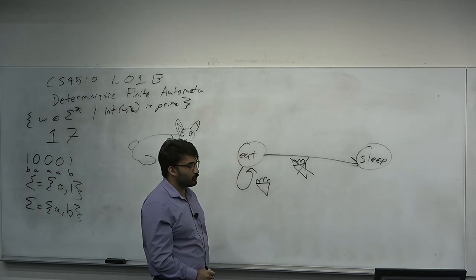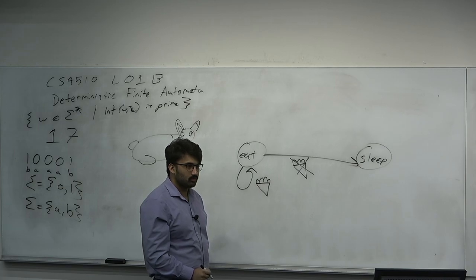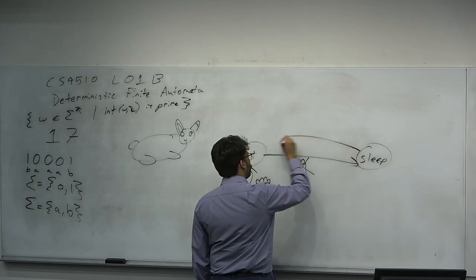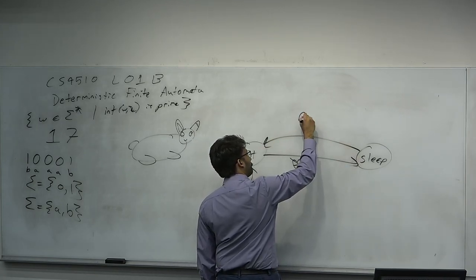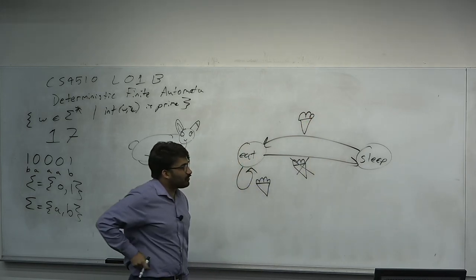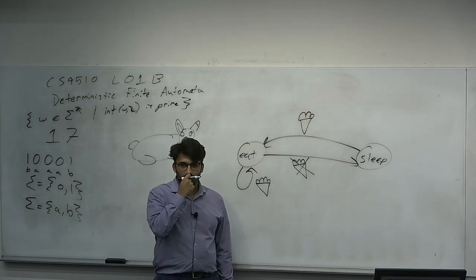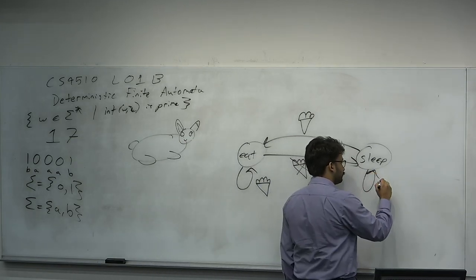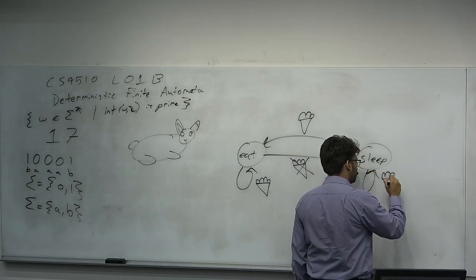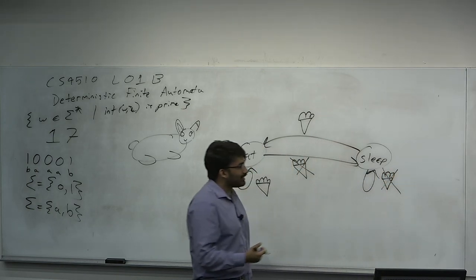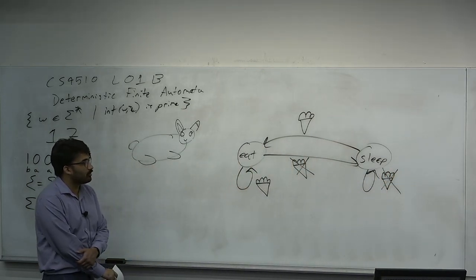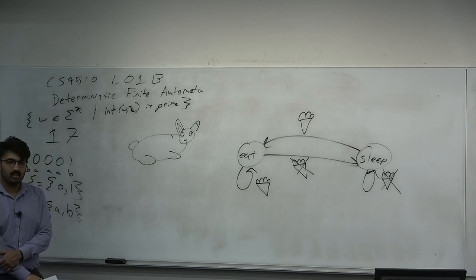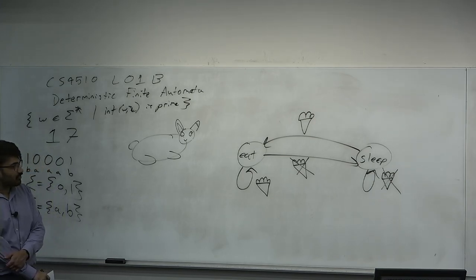Now, what happens if it was asleep and it smells food? It's going to wake up and start eating. Now, what happens if it was asleep and there was no food? Stay sleeping, right? So, basically, a sequence of sensory inputs can determine which brain cell is occupying the front of its mind at that moment. And this is, in some sense, a very limited computer.